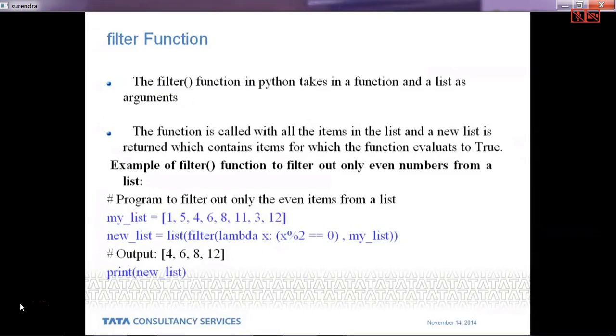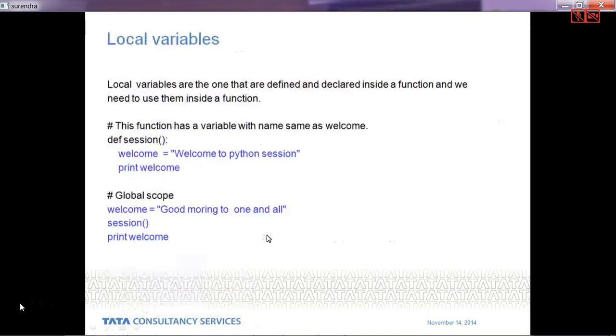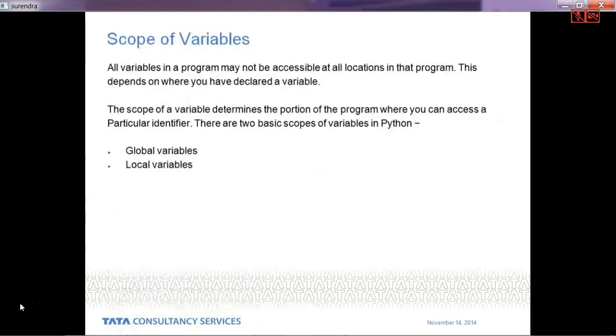For example, if you see this particular example mentioned in this PPT, the filter function takes a function and a list as an argument. This is the list as an argument and this is the function. Now what's going to happen? New list equals list of filter. It starts with the lambda function. Lambda, one of the arguments is x, colon, followed by an expression.